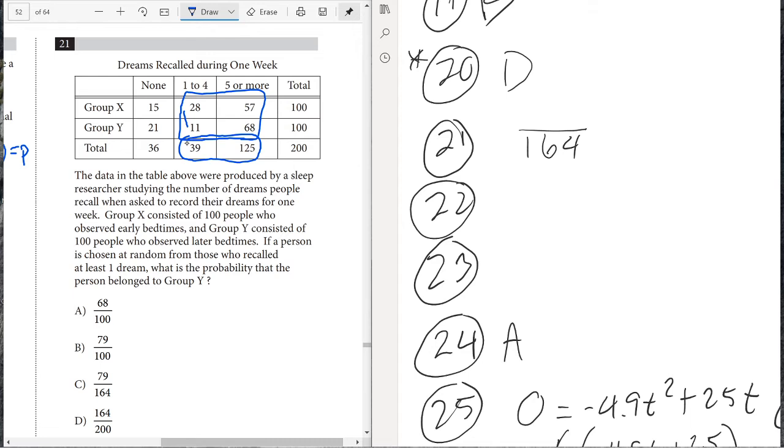Okay. What's the probability that the person belonged to group Y? Well, it looks like group Y, so I just do 11 and 68, which would be 79. 79, I believe, is prime. 79 over 164? Yeah, see. All right, very cool.